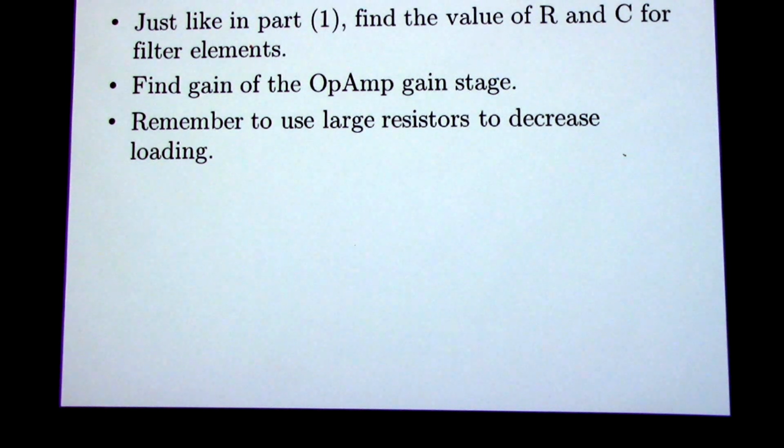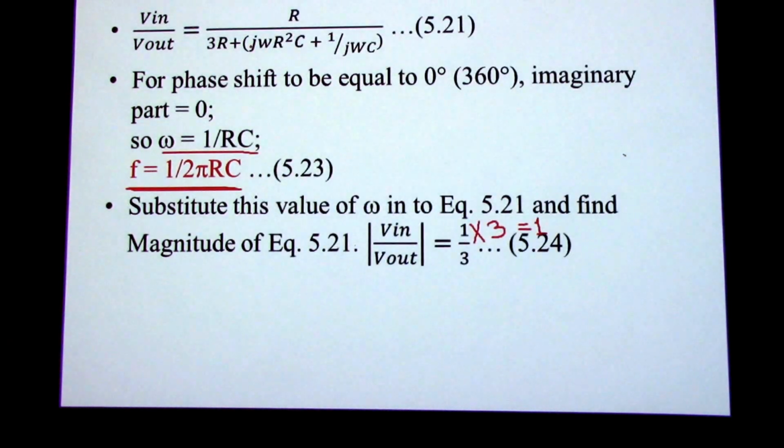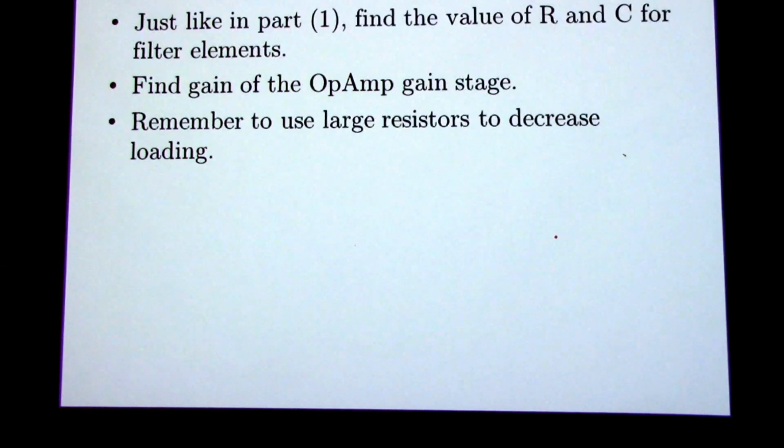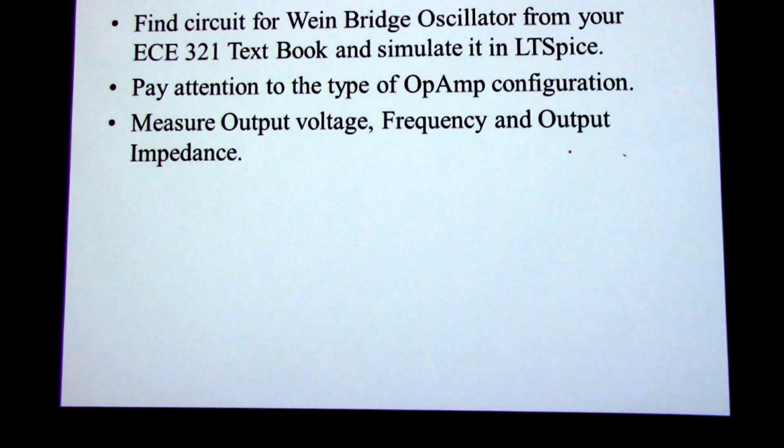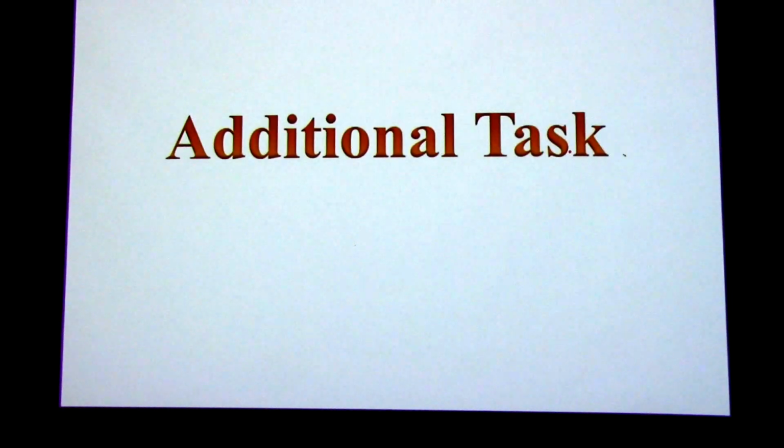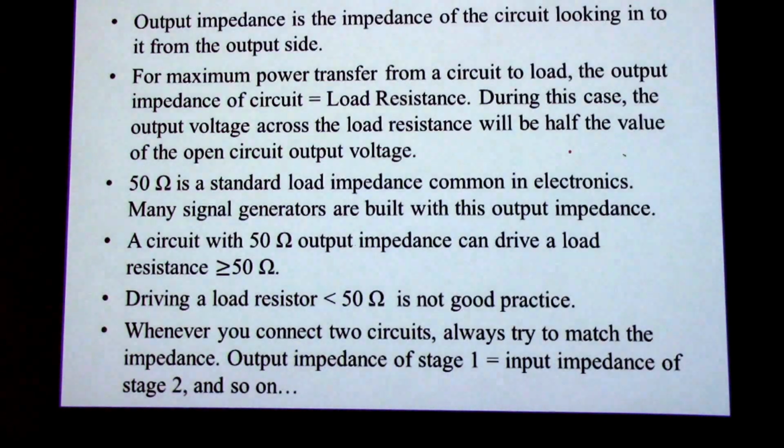So the design is just like part 1, except that you have a different equation to take care of. Like last time you had a square root of 6, but this time you don't have one, and last time you aimed for 29 times gain. This time you just have to get a gain of 3. So you just have to find the gain of the op-amp stage, and remember, use large resistance and all those common things. And here's the simulation, like what you should do, and some advice here. And here is something about the additional task. I'm not going to be talking in detail about it, but just to mention it.